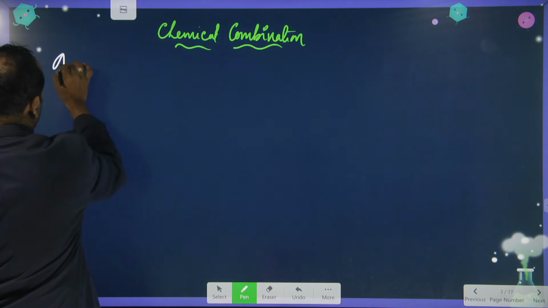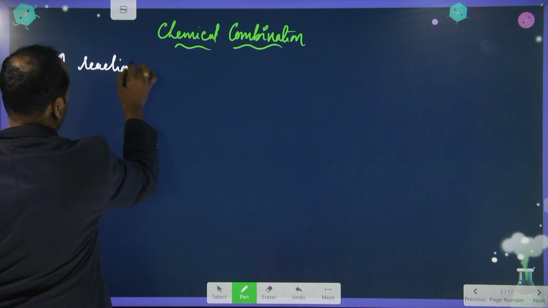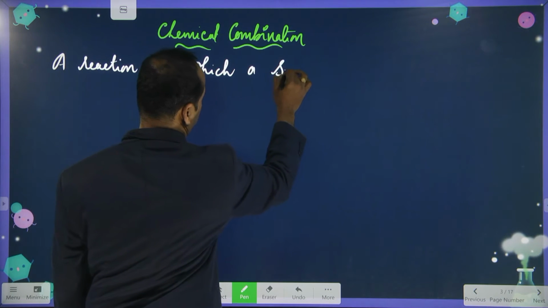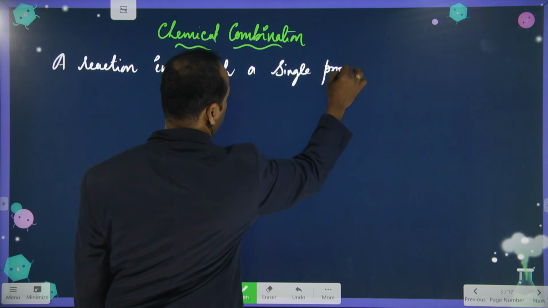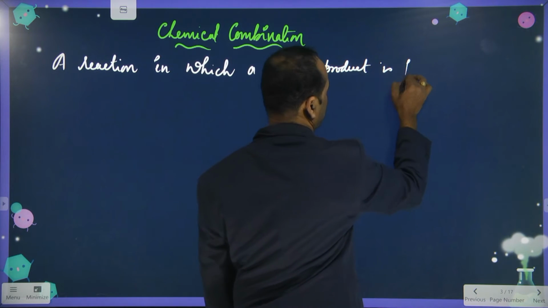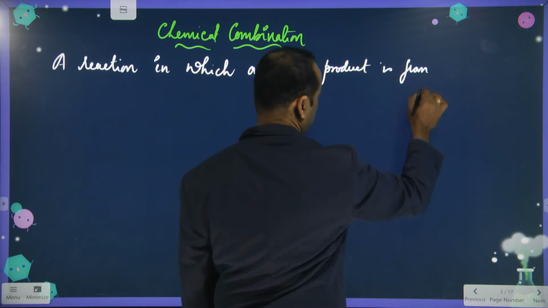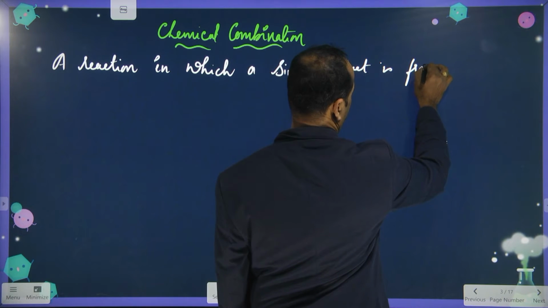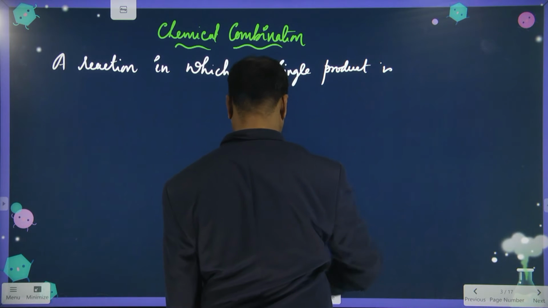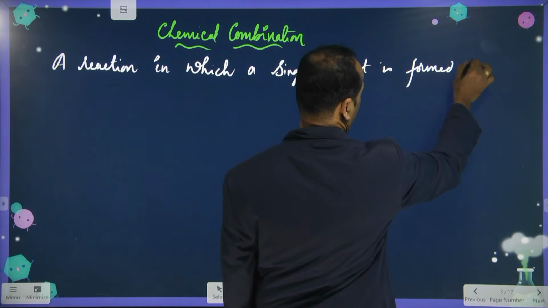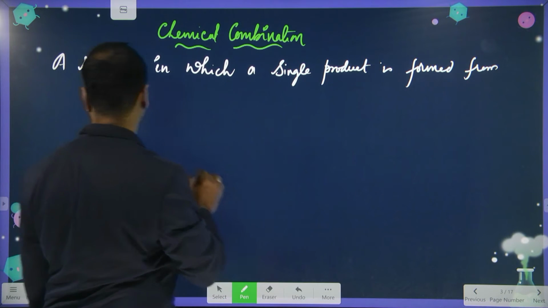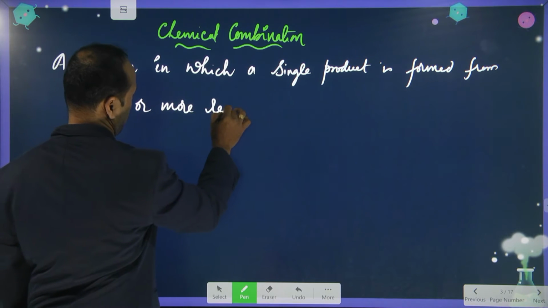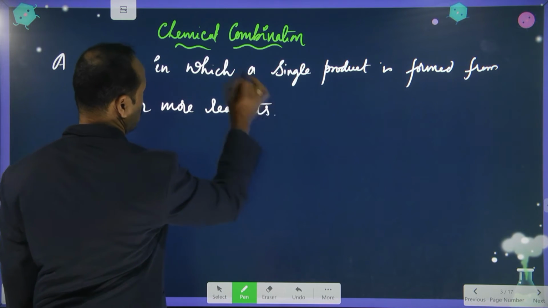a reaction in which a single product is formed from 2 or more reactants. So that's all. This is the definition.